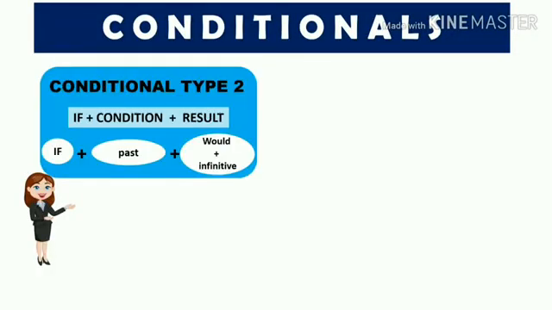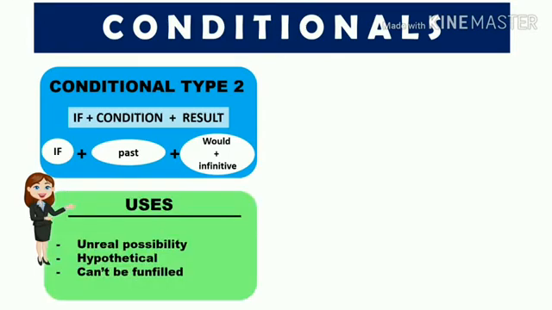Now, conditional type 2 is composed of if plus condition plus result. It is composed of if plus the verb in the past, plus would and the verb in the infinitive form. We use conditional type 2 for unreal possibility, for hypothetical possibility. It can't be fulfilled because we're talking about something now, so we use an unreal past.